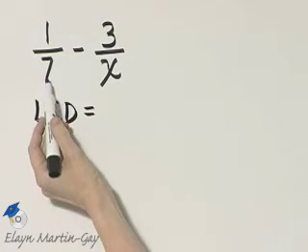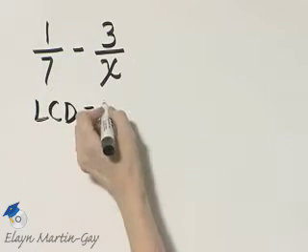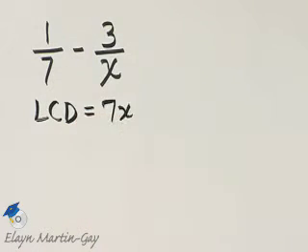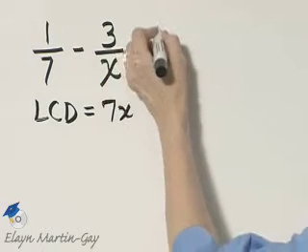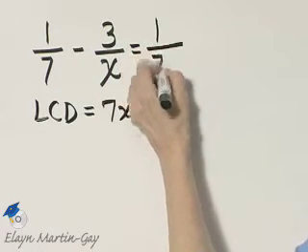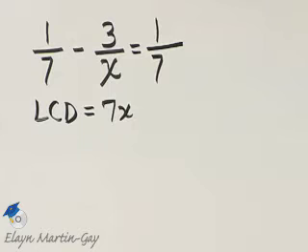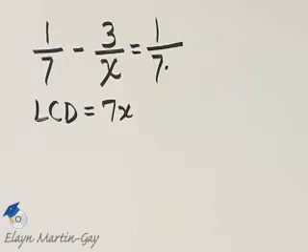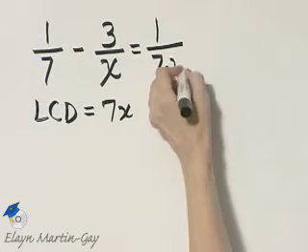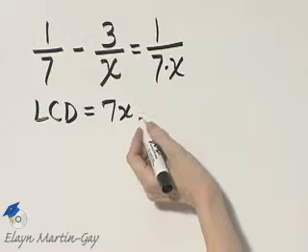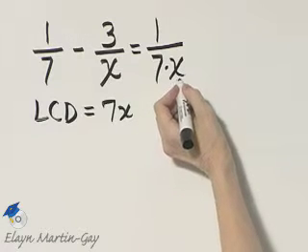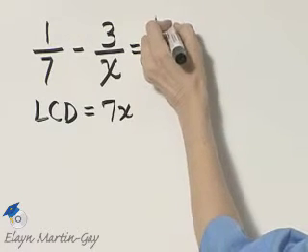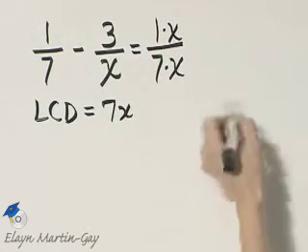In this case, it will be the product of these two denominators, or 7x. So we need to write each fraction as an equivalent fraction, but with a denominator of 7x. So let's ask ourselves, 7 times what factor gives me a product of 7x? Well, 7 times x gives me a product of 7x, and if I multiply the denominator by x, I must do the exact same thing in the numerator.